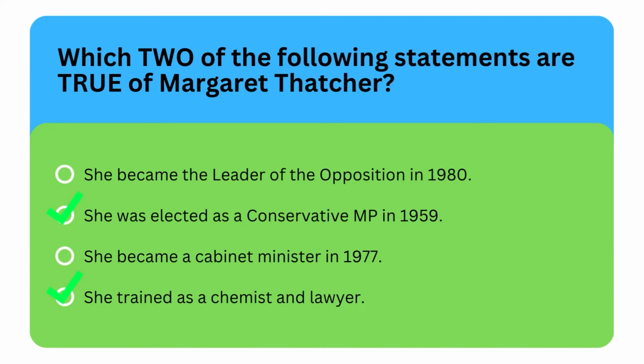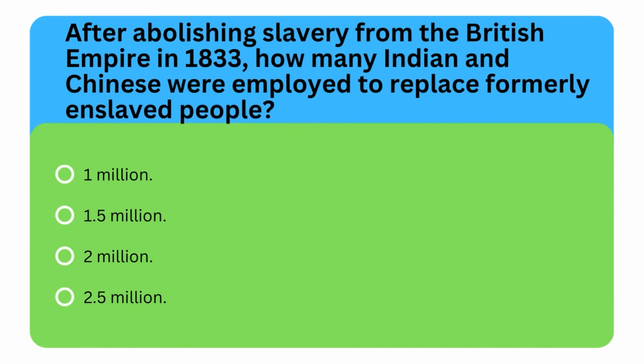Next question is, after abolishing slavery from the British Empire in 1833, how many Indian and Chinese were employed to replace formerly enslaved people? Options are 1 million, 1.5 million, 2 million, or 2.5 million. So the correct option is third option, 2 million.